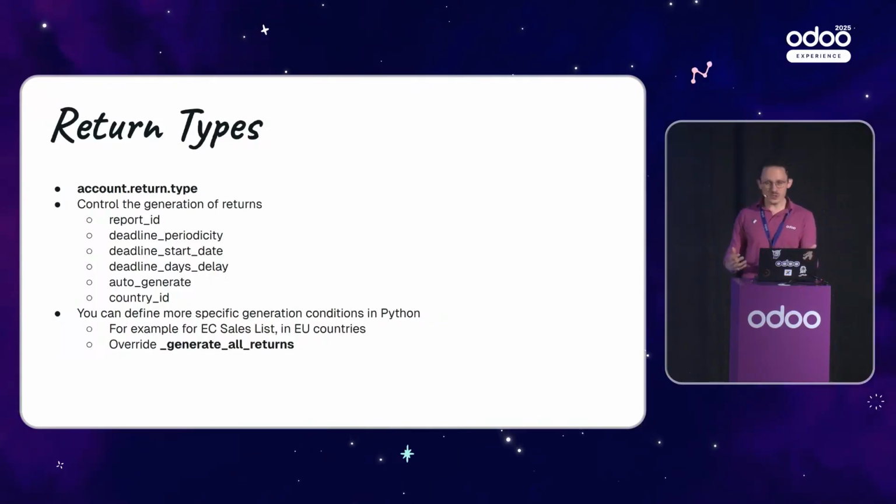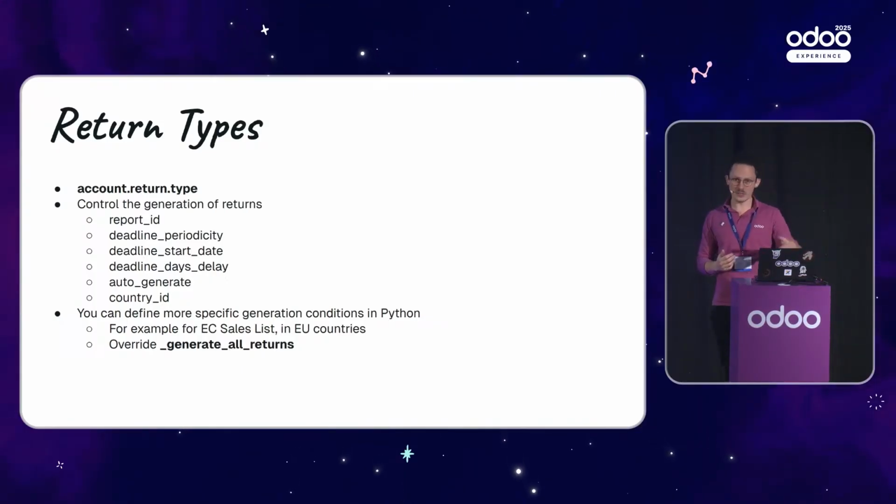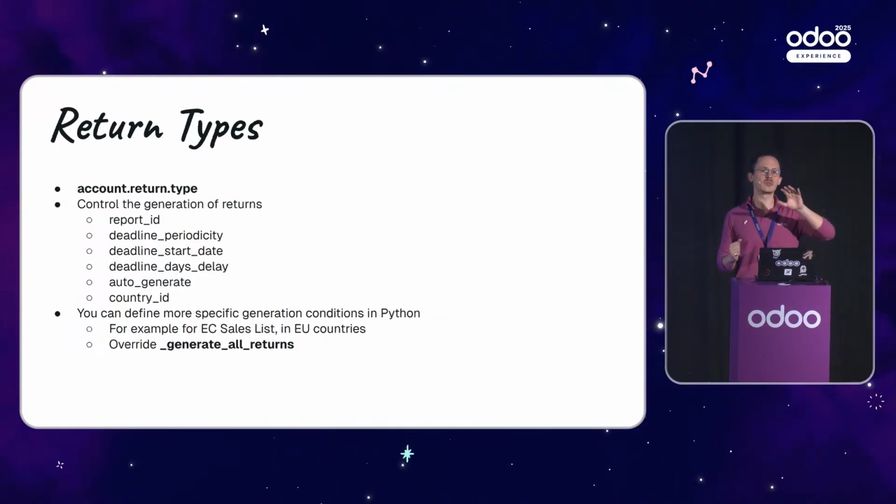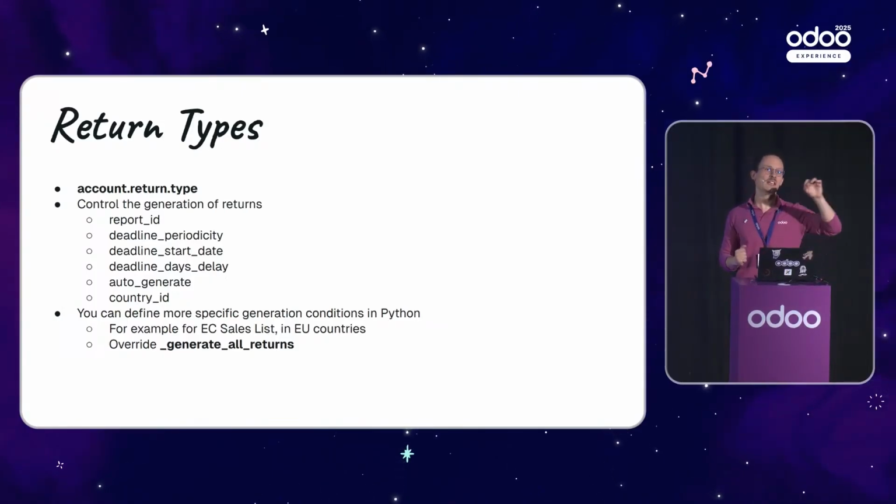And the cron will also use country ID, which is the last field we have here. The country ID is basically telling you, okay, this return type is for companies in that country.